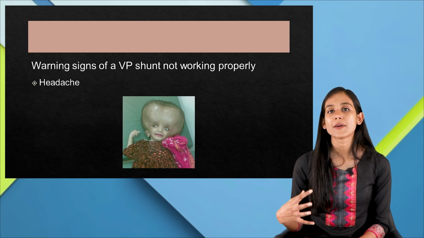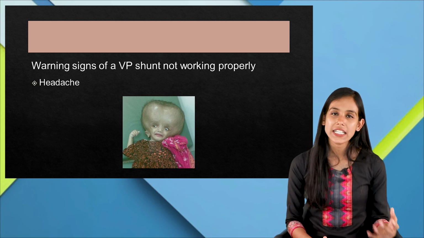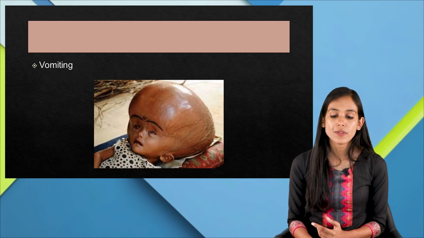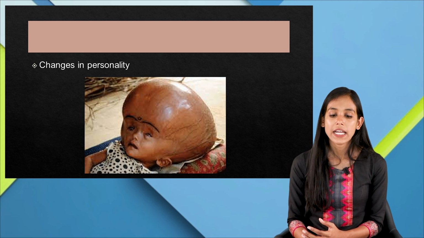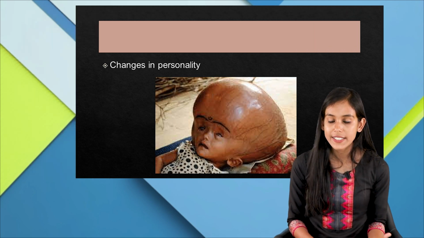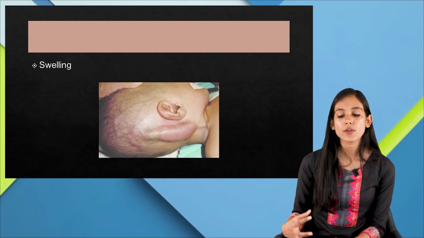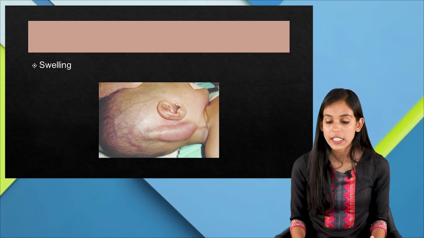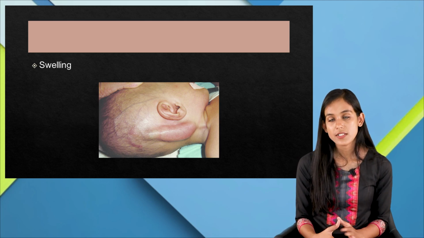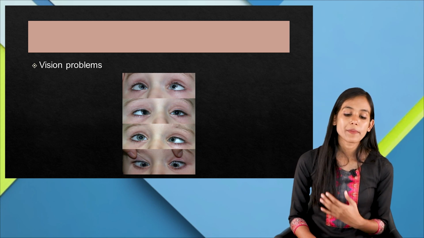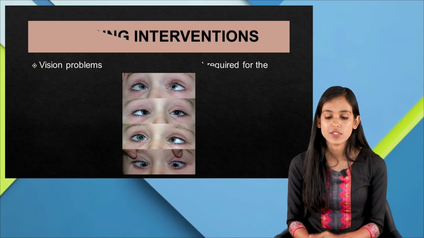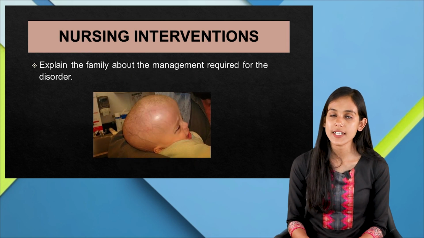There would be a headache which would increase over time, and also there might be vomiting without a feeling of nausea, and there would be changes of personality. And then again, there might be swelling of the skin that runs along the path of the VP shunt. And there might be certain vision problems also, for example, blurry vision or double vision. So next, let us move on to the nursing interventions.